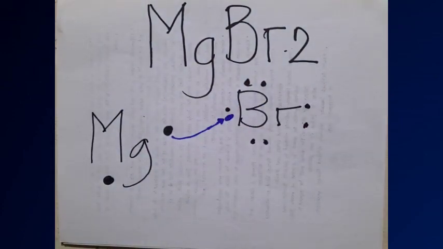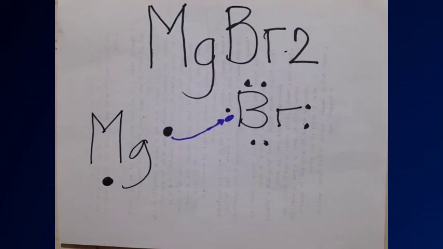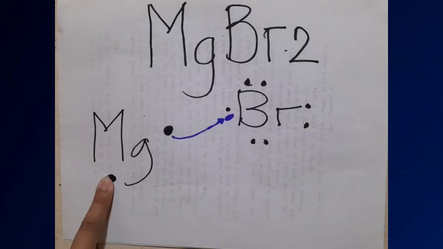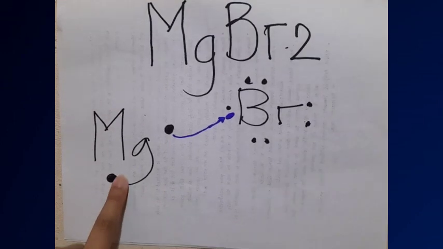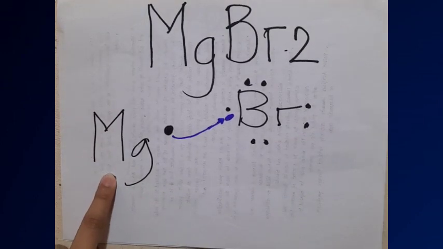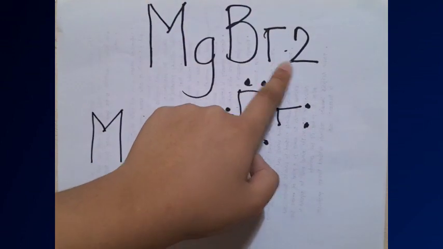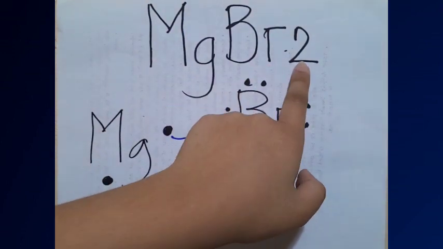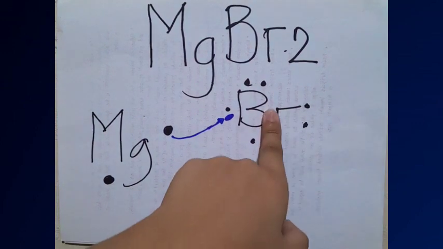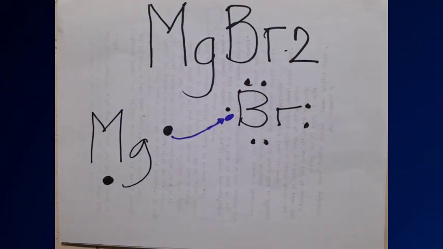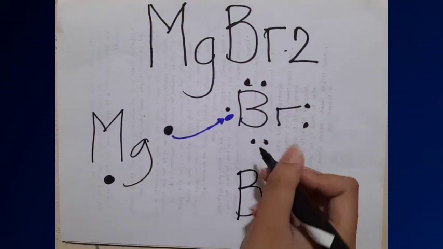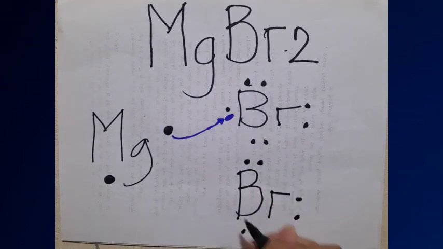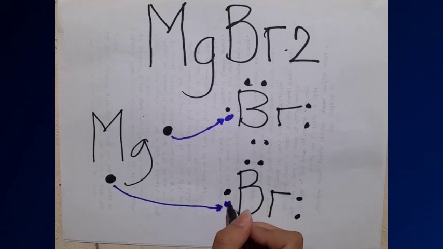Now, element bromine is already stable. However, element magnesium still has 1 valence electron left. Notice, class, that our element bromine in the compound has a subscript of 2, which means there should be 2 Br elements. So let's add 1 more Br element. Okay, now they are both stable, completing the description of ionic bond. So they have an ionic bond.